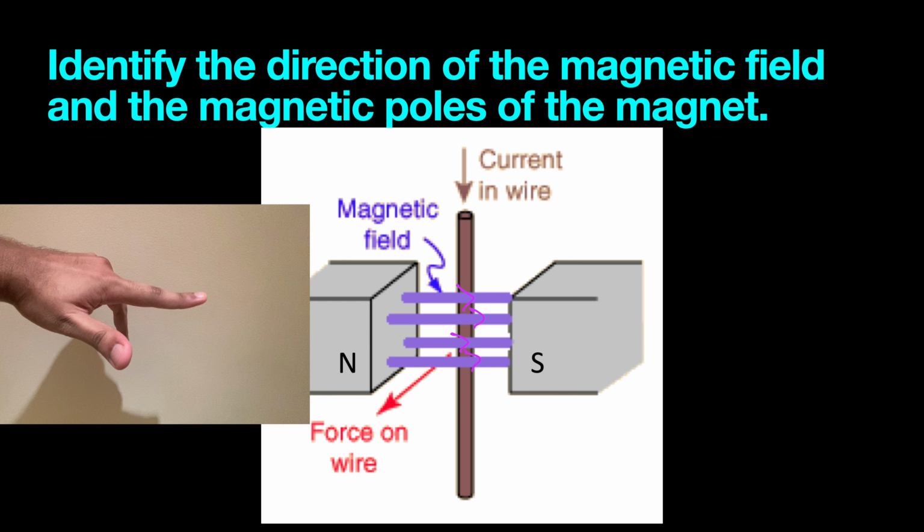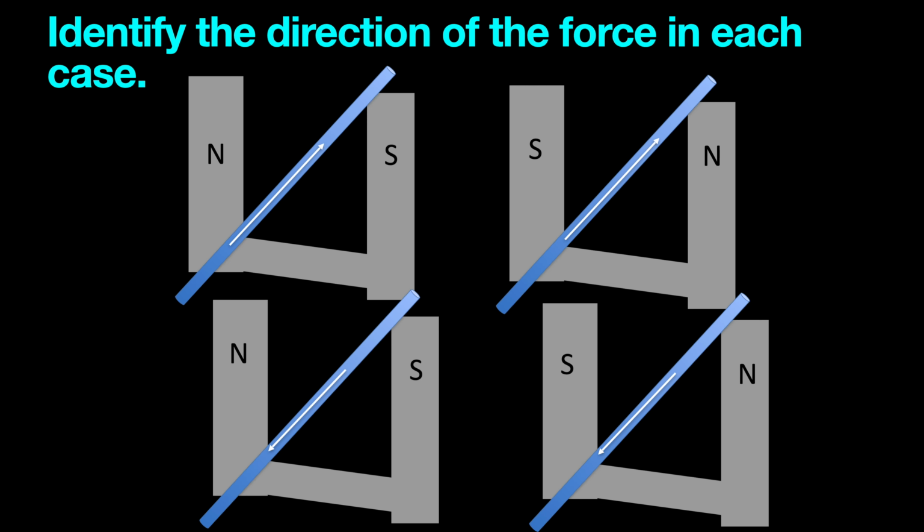But practice makes perfect. Here's 4 more examples. In each case, identify the force experienced by the wire. Pause the video and see if you can figure out each one. So, in the first one, the force is downwards. In the second one, the force is upwards.